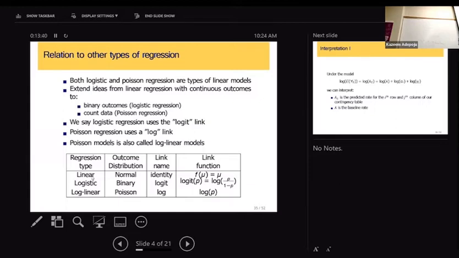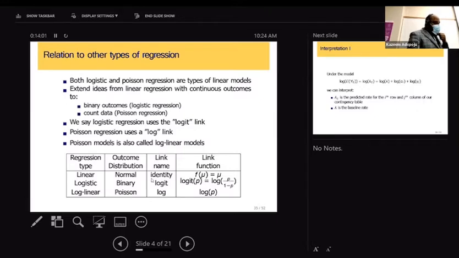Now the outcome variable for each: when I talk about linear, that is normal. And that is the reason why we said one of the assumptions in linear regression is normality. But when you take a look at that of logistic, it is binary, and that of the log linear is Poisson, the one we're dealing with now.